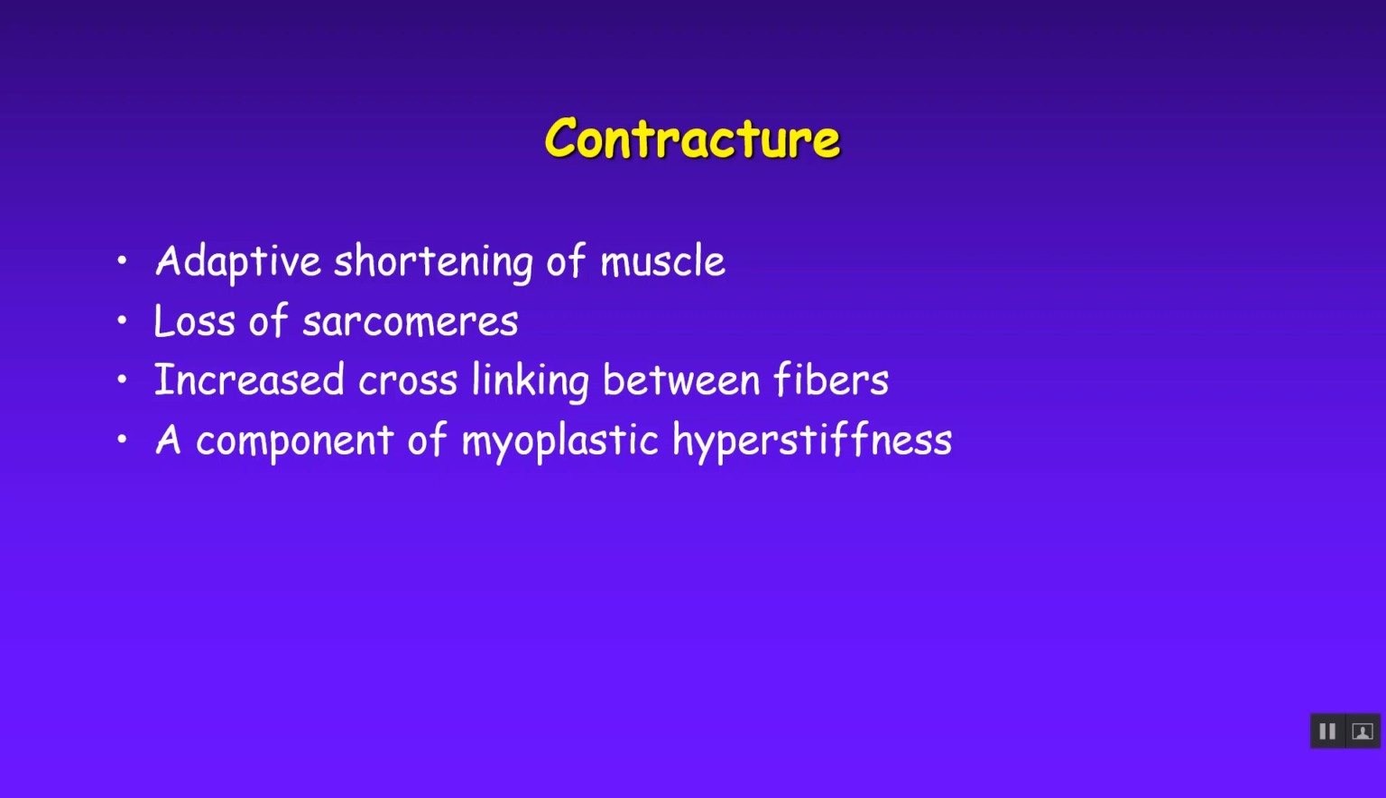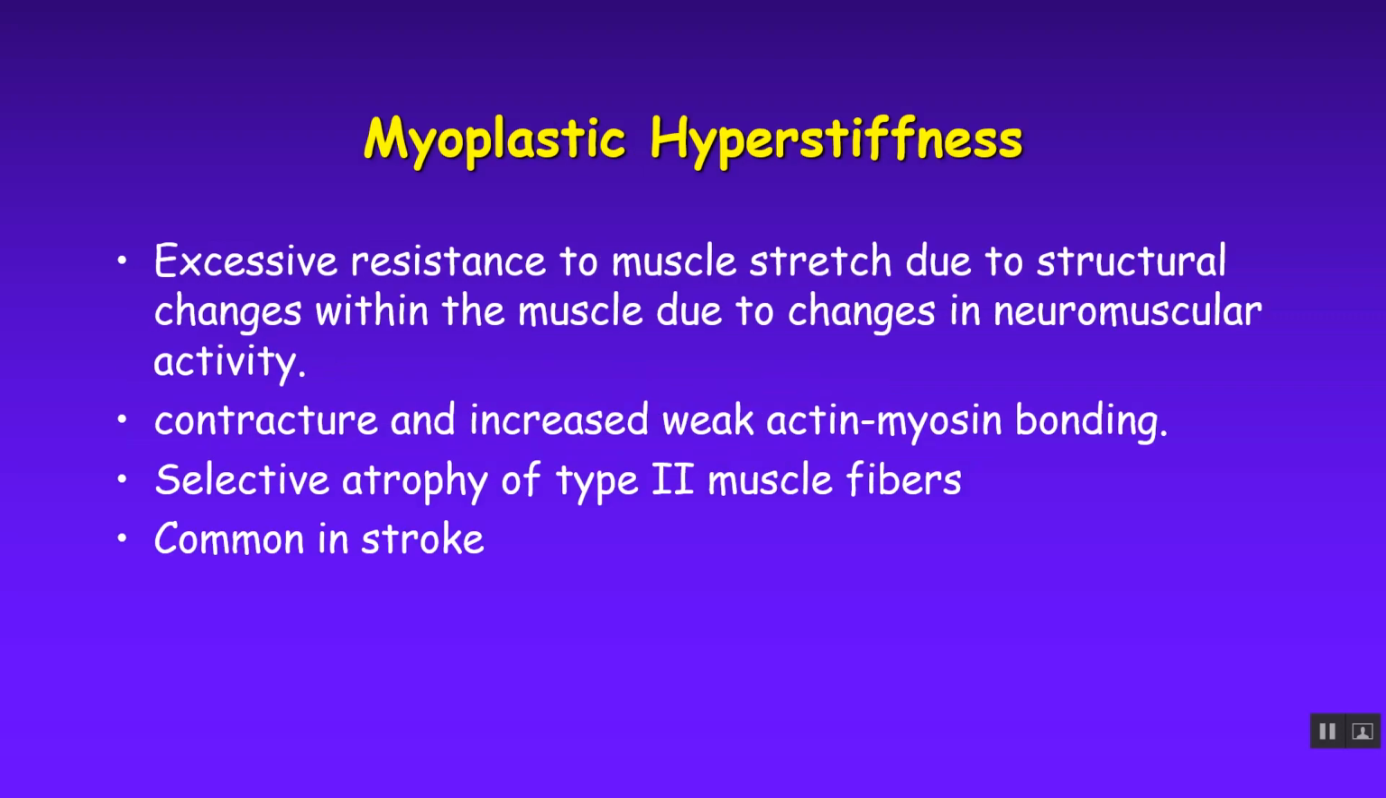Contracture is one component of this whole thing, this term called myoplastic hyperstiffness. It's where your muscle gets stiff. And it's a combination of true shortening of the muscle, but also the stickiness of the sarcomeres and how they overlap each other, plus the neuromotor drive to them. There's a combination of things that lead to your muscle being stiff that's not purely related to shortening of sarcomeres. There's a neurologic component to it, a control component to it.